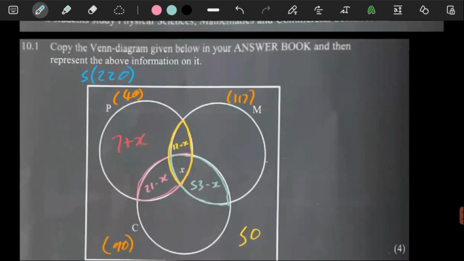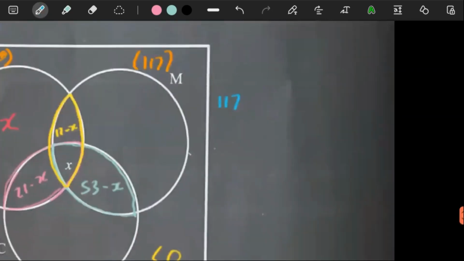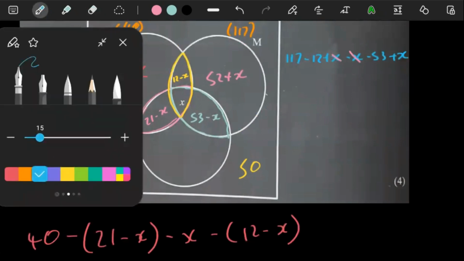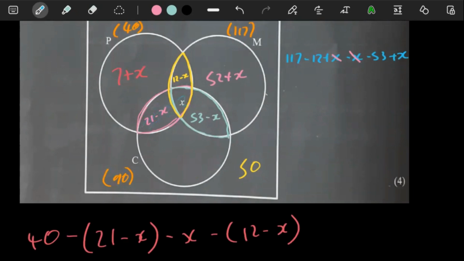So in this position here, it's going to be 117 minus this thing here. So it's going to be minus 12 plus x, minus the x there, minus this is going to be minus 53 and then plus x technically. And then these are going to cancel each other out. And then you have 117 minus the 12 there. For this section here, it is going to be 90 minus this, minus this, minus this.